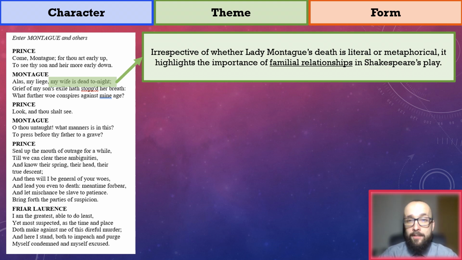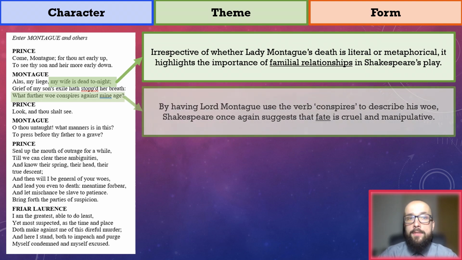causing immense distress. Sticking with Lord Montague, his use of the verb conspires grabs my attention. He uses this verb to describe his woe, which therefore sees Shakespeare once again suggest that fate is cruel and manipulative, given that Lord Montague's woes have been caused by the things fate has dictated to happen.